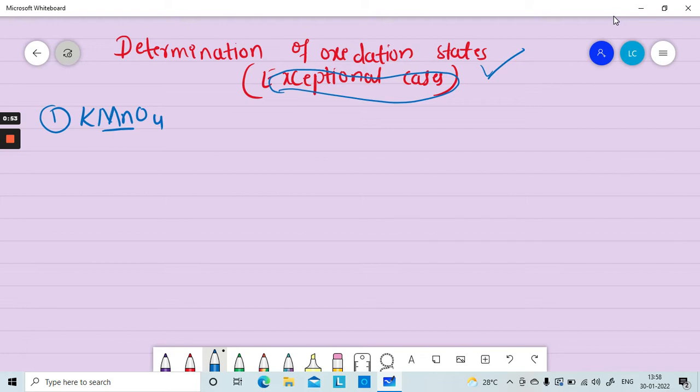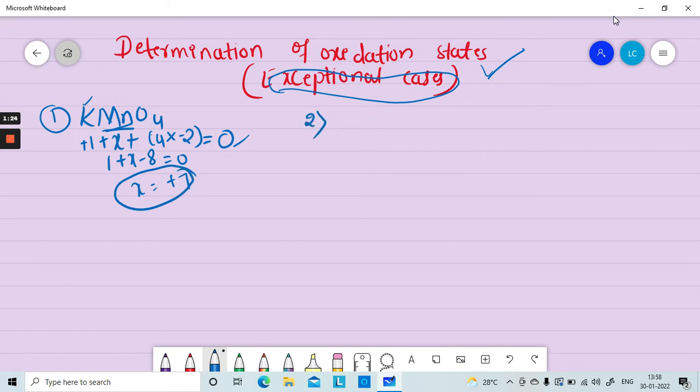The rule states that any alkali metal has oxidation state plus 1. We are determining the oxidation state of Mn, that's why I will put it as X. And how many oxygens do we have? 4. And each oxygen has minus 2. That is equal to 0, because this is a neutral compound. So 1 plus X minus 8 is equal to 0. X is equal to plus 7. Yes, you got it. You cracked it.